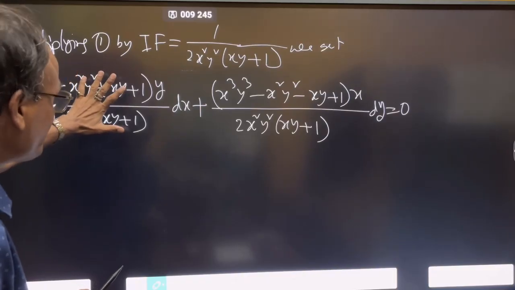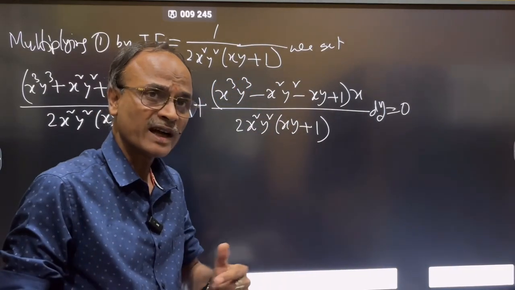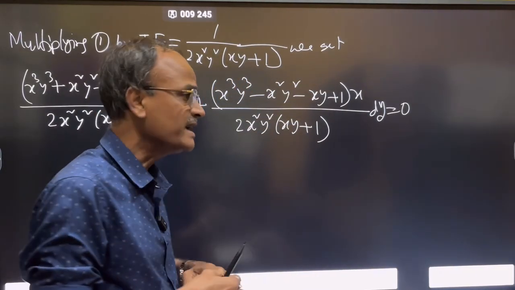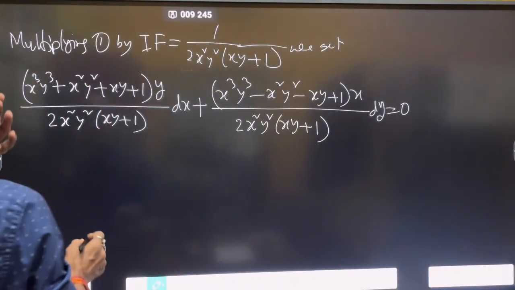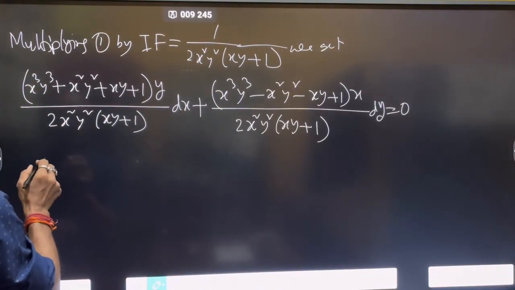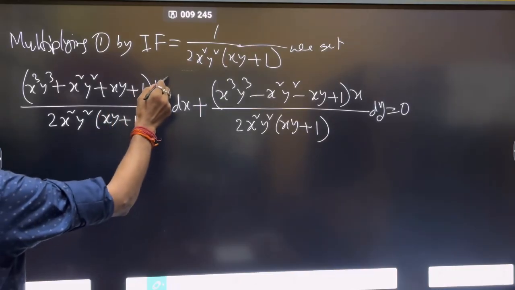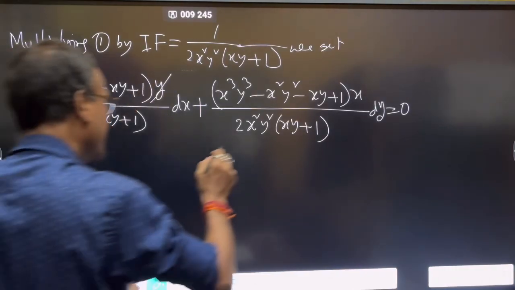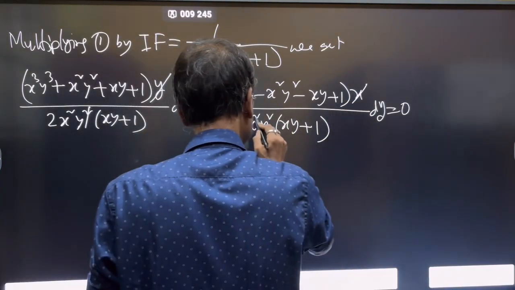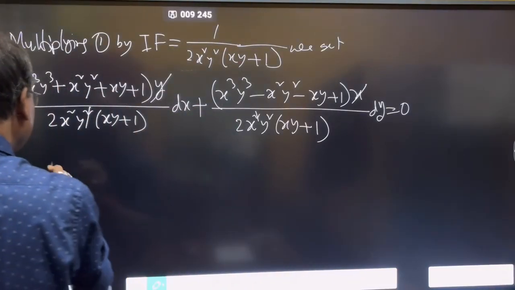Treat it as M. This is M. Del M by del y will be equal to del N by del x. Here y will be cancelled, here x will be cancelled, x will be cancelled.